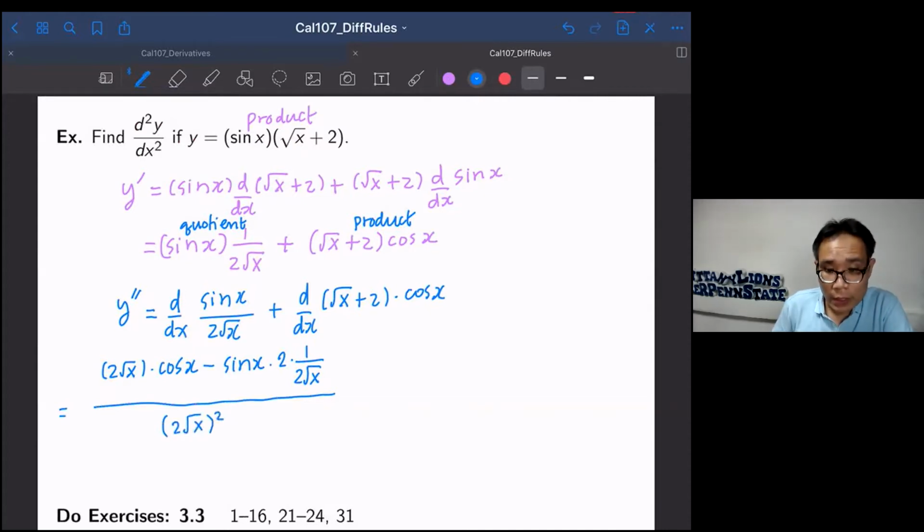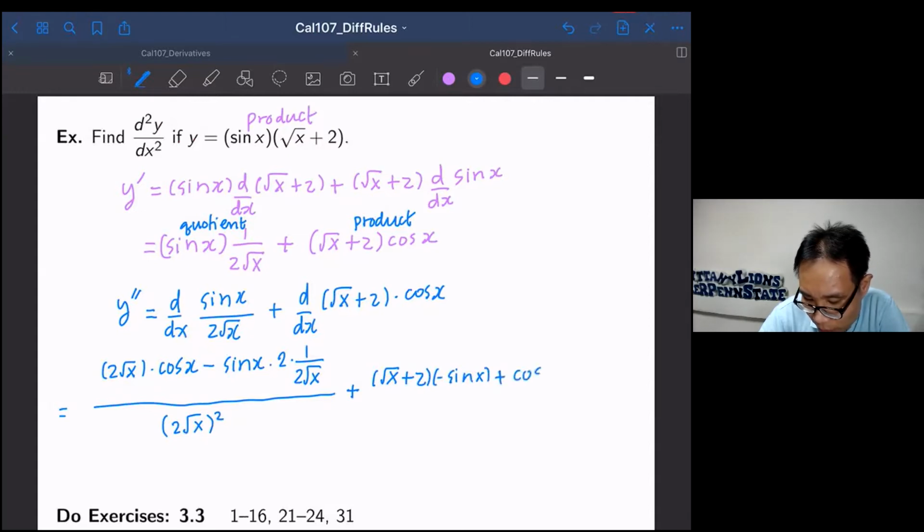Okay, and then the second one is going to be the product rule. So it's going to be the first times the derivative of the second, plus the second, which is cos x, times the derivative of the first, so it's going to be 1 over 2 root x.